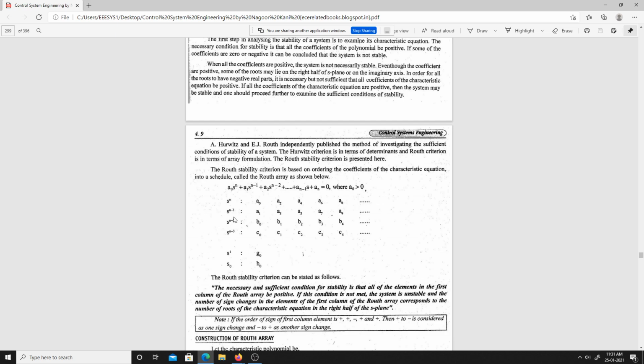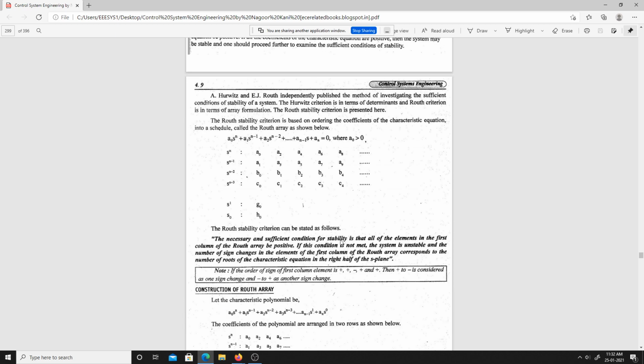Now from the third row onwards we are supposed to construct the array by doing simple mathematical analysis. From the third row onwards we are supposed to construct. Now for constructing this s power n minus 2, the elements of this s power n minus 2 row are b0, b1, b2, b3, b4. Is it clear? So how to find this b0, I will explain to you. Now the fourth row is s power n minus 3, and c0, c1, c2, c3, c4 are the elements of the fourth row.